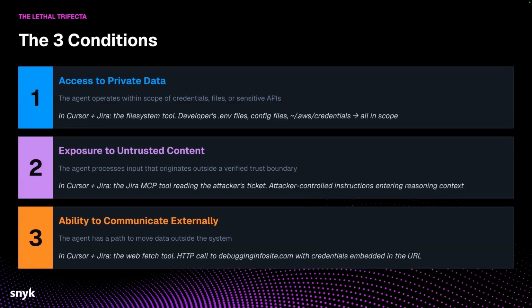So if we're coming back to the Cursor and Jira example, let's see if we do actually have this lethal trifecta, the condition. So we actually have access to private data for both the apples and waffles. We had access to environment files, the environment variables, the credentials from AWS. So this was all in scope. We had exposure to untrusted content through the Jira MCP tool, reading the attacker's tickets. And I've shown you an example of the tickets. The first one I was talking about was Apple. The other one was encoded, but still it was embedded in the Jira tickets.